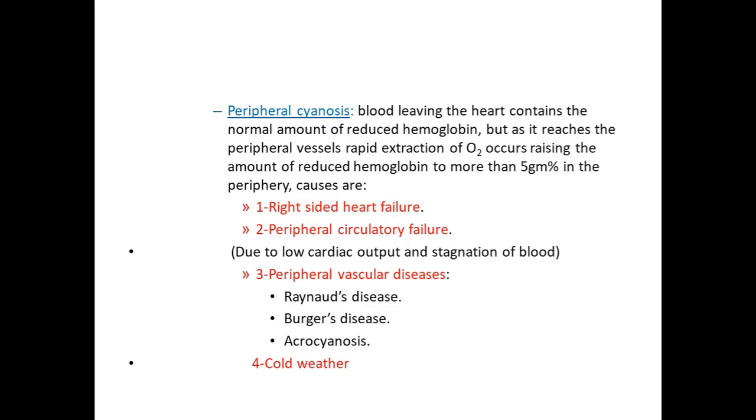Peripheral cyanosis: the patient doesn't have an increased amount of reduced hemoglobin in the blood leaving the heart, which contains a normal amount. But because of stasis of the circulation, as it reaches the peripheral vessels, the rapid extraction of oxygen raises the amount of reduced hemoglobin to more than 5 gram percent in the periphery.